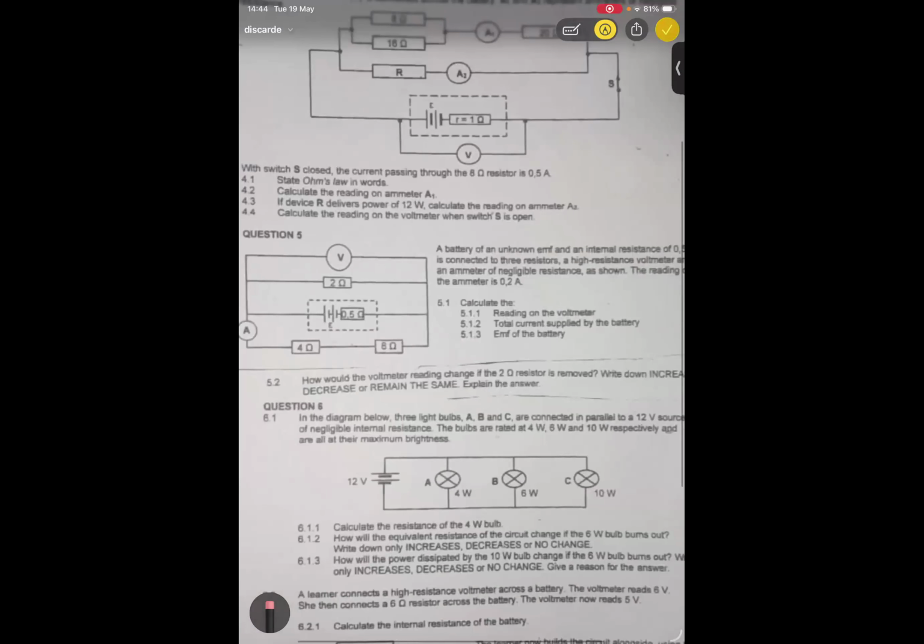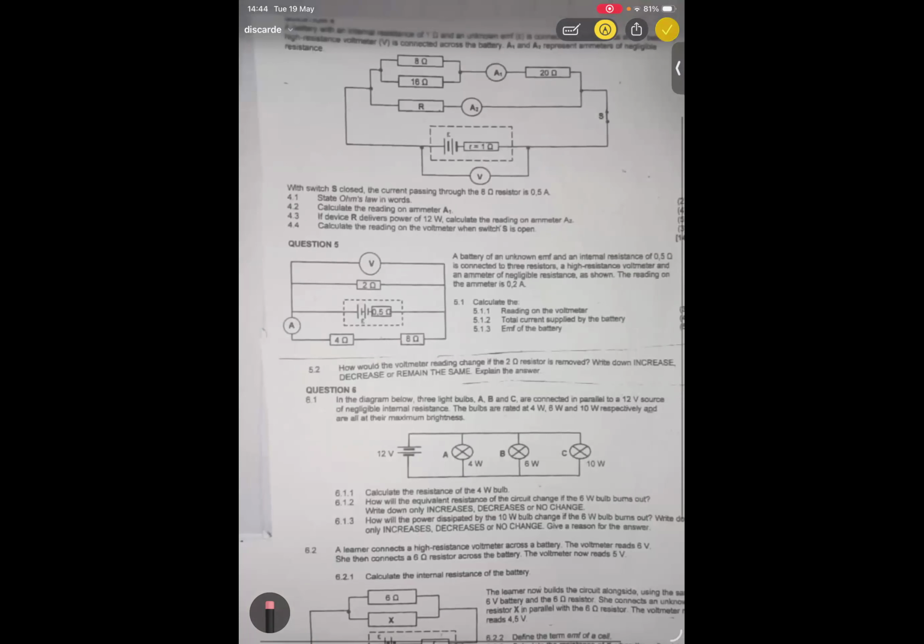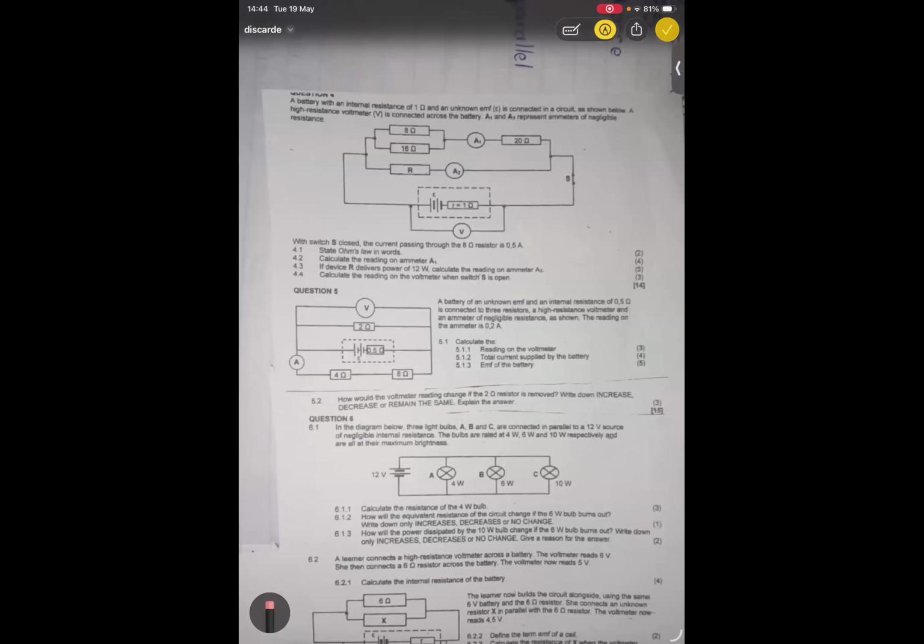Okay. Ohm's law, here it is. It comes again, guys. You have to know how to define Ohm's law, right? So now they want us to calculate the reading on the ammeter A1. But I want to do some simulation because I know it's going to be difficult for me to explain this. But let me try and draw a circuit.